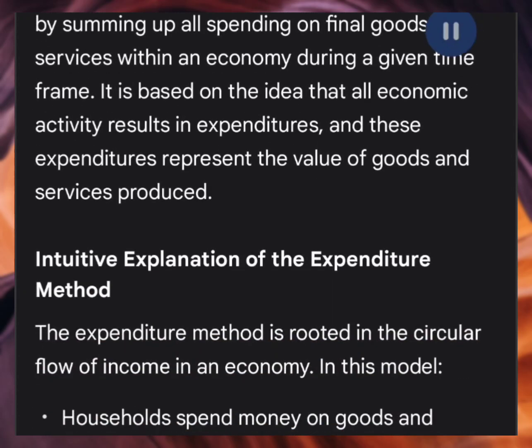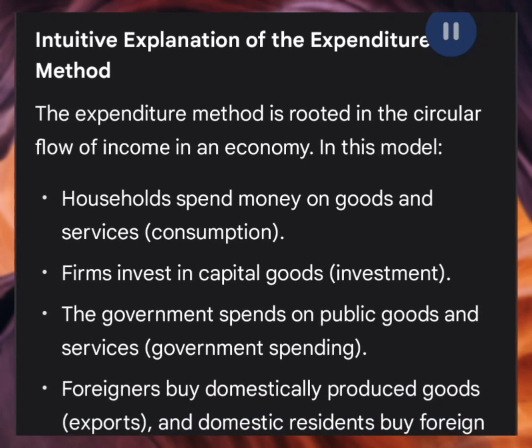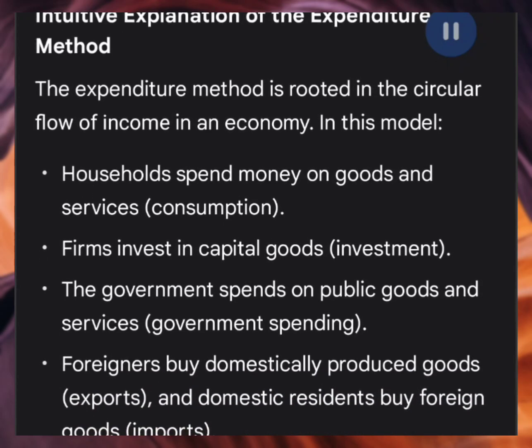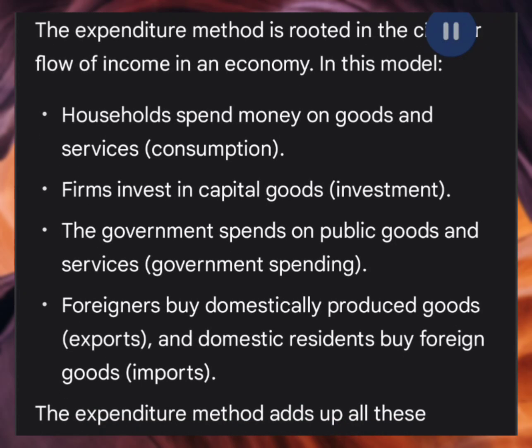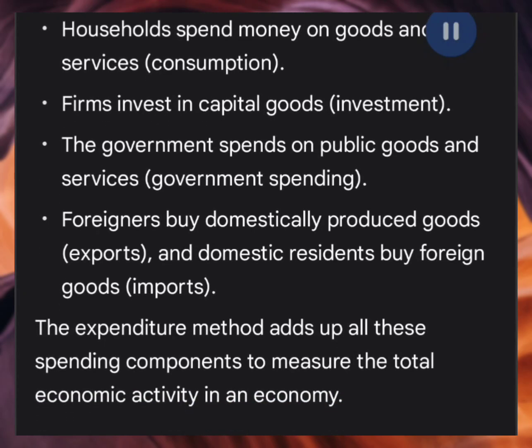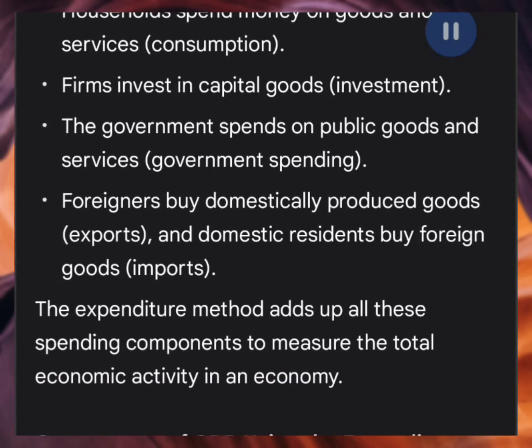Intuitive explanation of the expenditure method. The expenditure method is rooted in the circular flow of income in an economy. In this model, households spend money on goods and services, consumption. Firms invest in capital goods, investment. The government spends on public goods and services, government spending. Foreigners buy domestically produced goods, exports, and domestic residents buy foreign goods, imports. The expenditure method adds up all these spending components to measure the total economic activity in an economy.